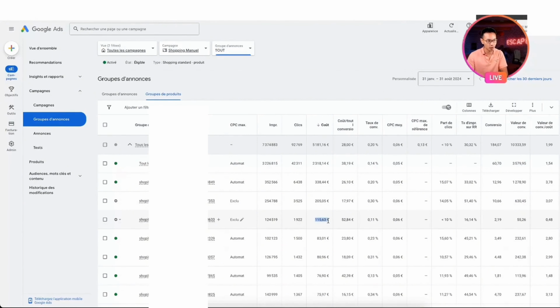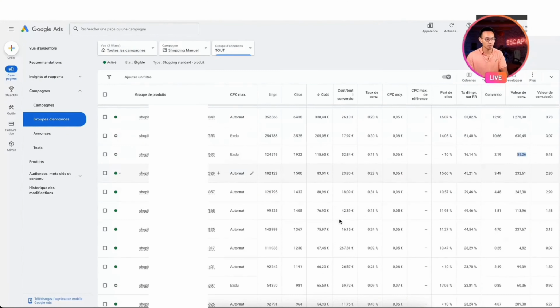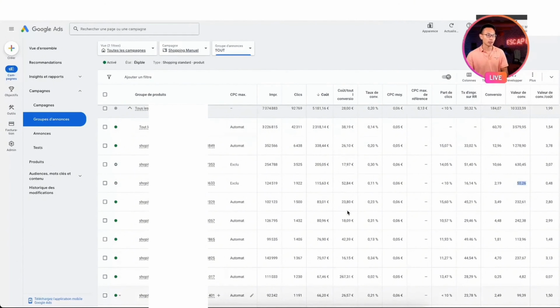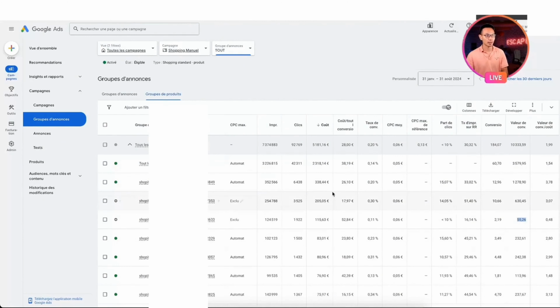For this product, we spent 115 euros, generated 1,922 clicks, and only made two conversions worth 55 euros, which is therefore not profitable at all. We are going to disable this product to prevent Google from spending even more money on this type of product, which is actually a financial black hole. This will allow us to allocate the budget to other products that may be a bit lower and have not yet spent enough money for us to make decisions on whether they are winning products to isolate or financial black holes to exclude. Because generally, when Google has found these products to spend on, it will continue to spend on them because they perform well.